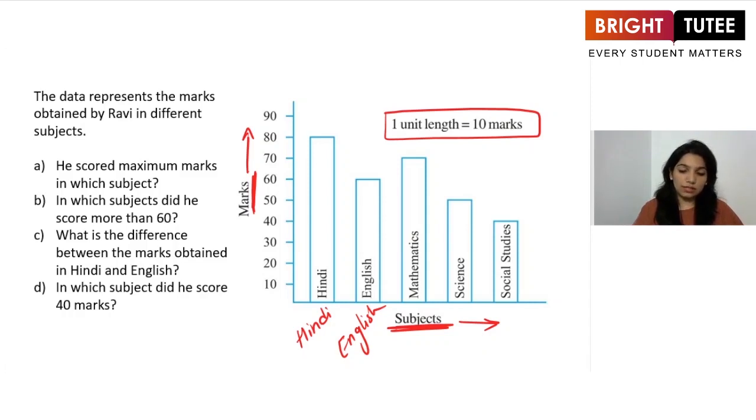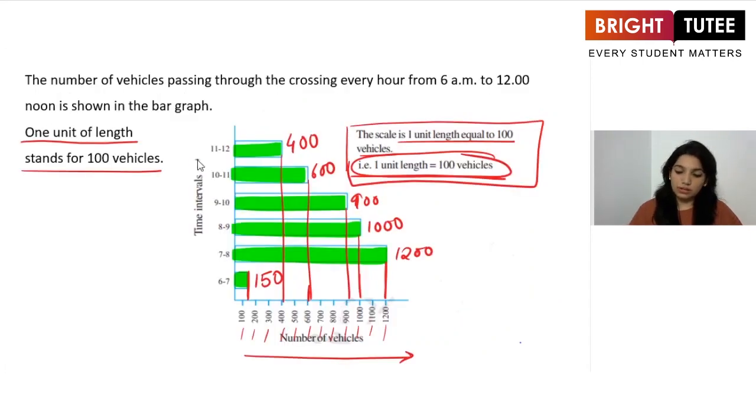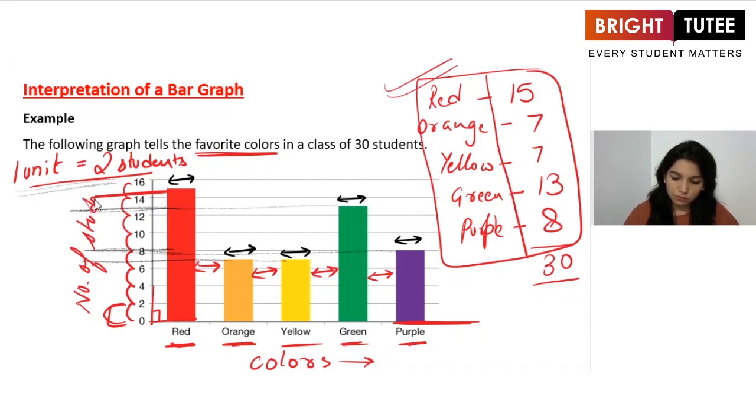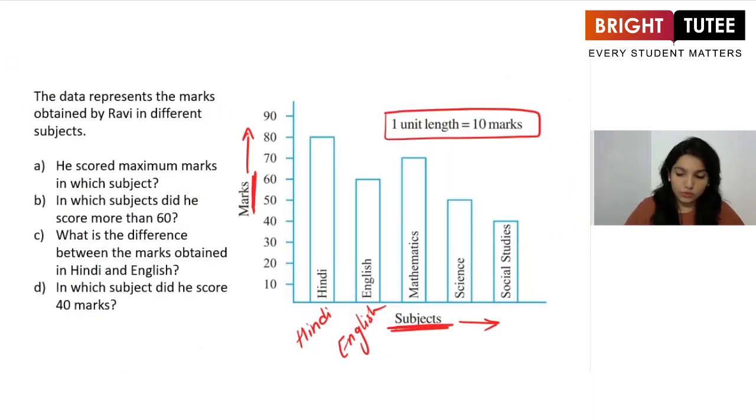So as you can see here, there also, here it is written time interval. Here it is written number of vehicles, right? In the bar here, we clearly see that these are colors. So here it should be colors, right? And here what do we have? We have got number of students. So it is important that you do write this information with respect to the vertical and the horizontal lines.